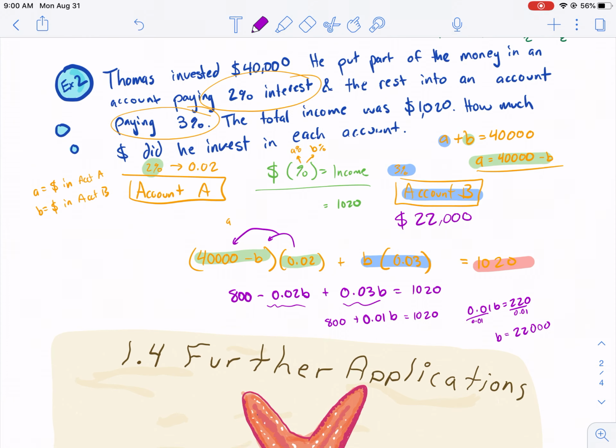So account B has $22,000 in it. Now, we could go ahead and substitute this into B, into our first equation, this one in green, to find what we need in account A. Very simply, it's going to be $18,000 once we do that subtraction. Let me just show you for thoroughness sake. A equals 40,000 minus 22,000, and we get 18,000 for A. So that's how you do it.